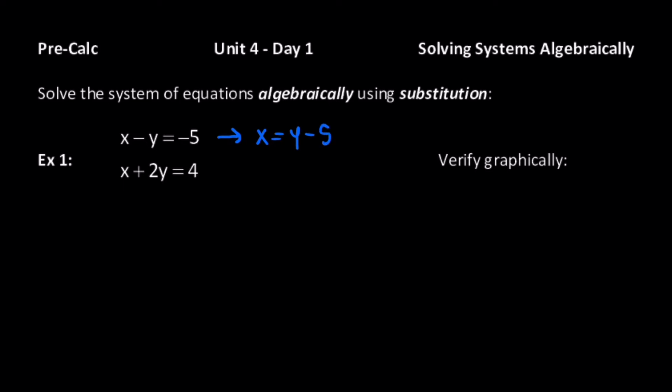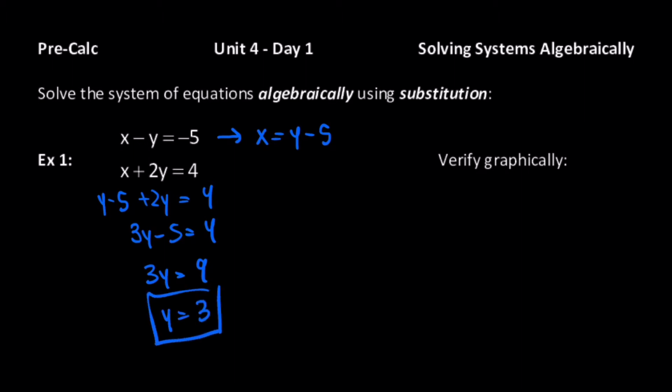Now, if I want to solve by substitution, what I need to do is take this value of x, which is y minus 5, and plug it into x in the other equation. So I'll just replace that with y minus 5. Then I have plus 2y equals 4. All right, combine some like terms here. That gives me 3y minus 5 equals 4, 3y equals 9, y equals 3.